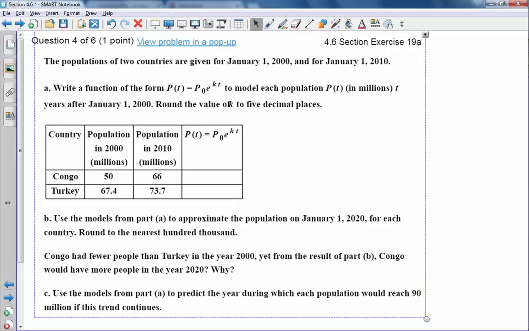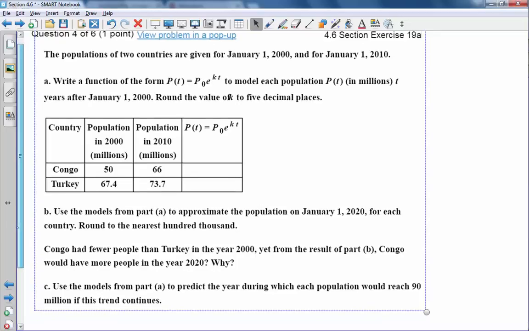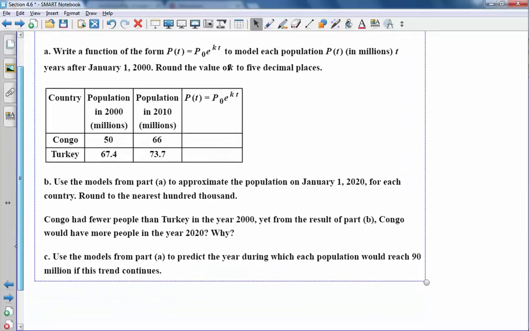So in part A, we will write a function of this form, with P0, K, and T. P0 and K are substituted and found. You need to find P0 and K, and you need to round the K to 5 decimal places. So these questions depend on a lot of calculations, actually calculators. Okay? Are you ready?